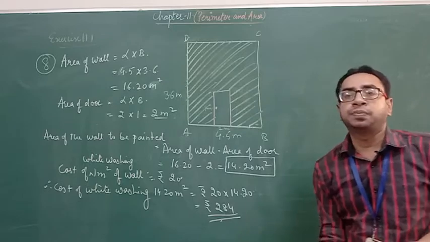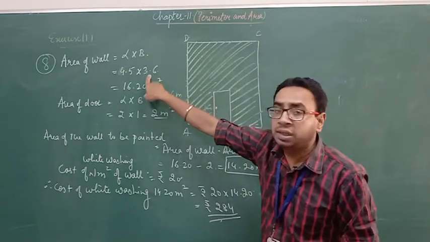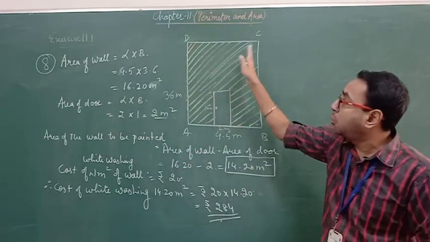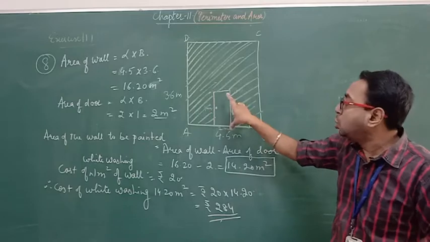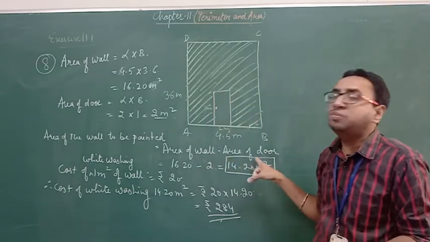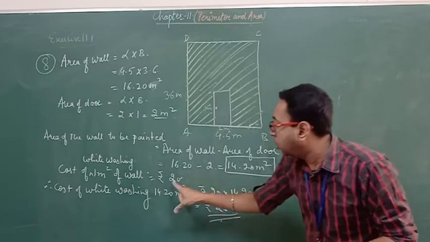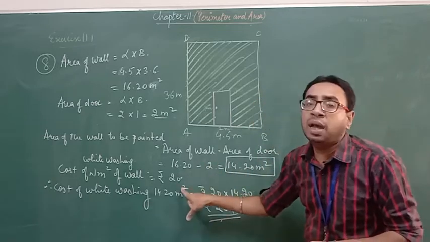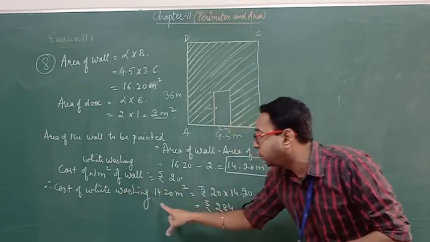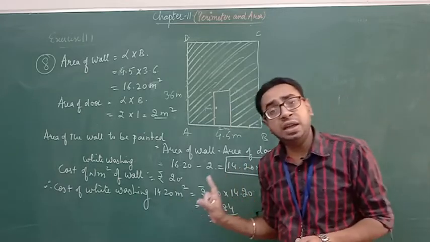Are you clear? Any doubts? So, first of all, the complete wall area and then the door area. Subtract, because we need to get only the wall painted, not the door. So we'll exclude the area of the door, and whatever is left, we will multiply by 20 because 1 meter square value is rupees 20. So the cost of whitewashing this much area will be rupees 284. Are we clear with this?